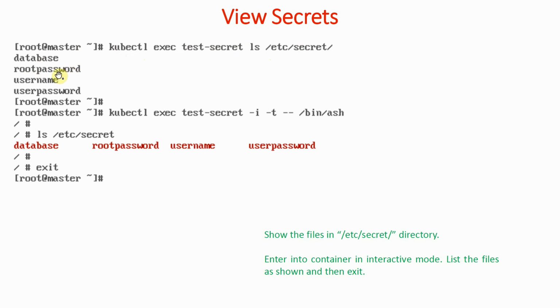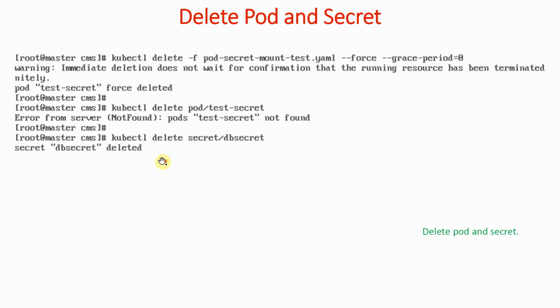keys are there. Or you can go into interactive mode also: kubectl exec test-secret, enter interactive mode, attach a terminal, and run this shell, the alpine shell. So it will take us into that container. You can run this command ls /etc/secret, so it is showing you the values. That means show the files in the /etc/secret directory: enter into the container in interactive mode, list the files as shown, and now we are going to type exit, that means we want to exit from this.